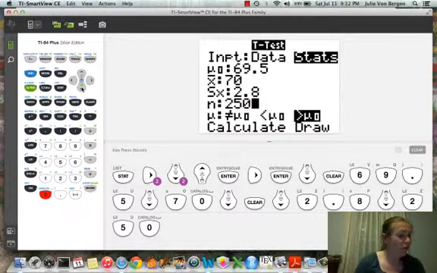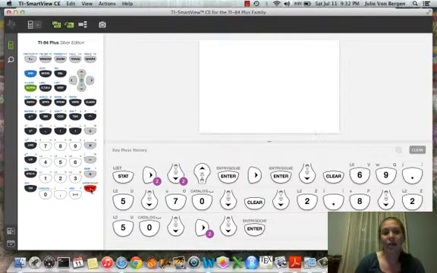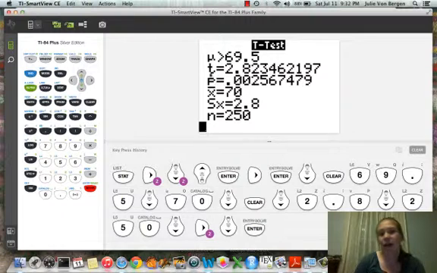And so now we want to go ahead and set up our claim. The claim here is that LMC students are taller than 69.5, so we can arrow over and select greater than mu sub 0. And then we arrow down to calculate. And we get that T is 2.8234. So we know that LMC students are more than 2 standard deviations away.